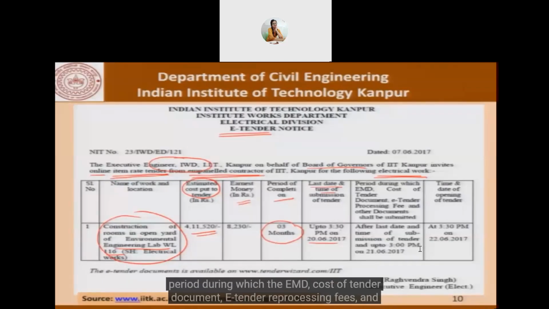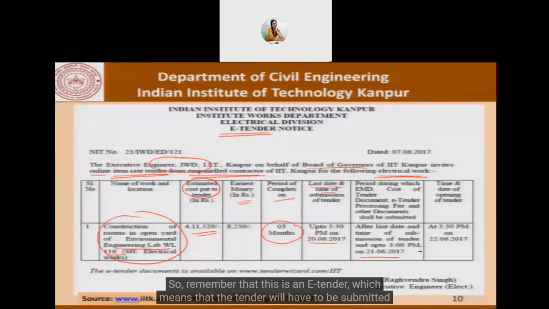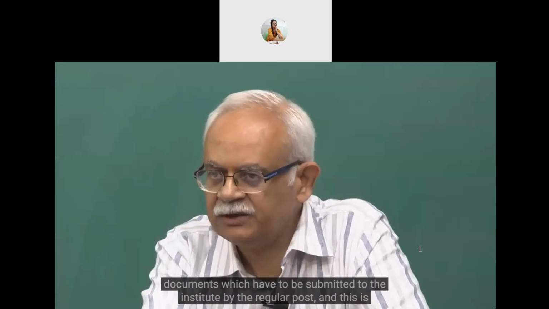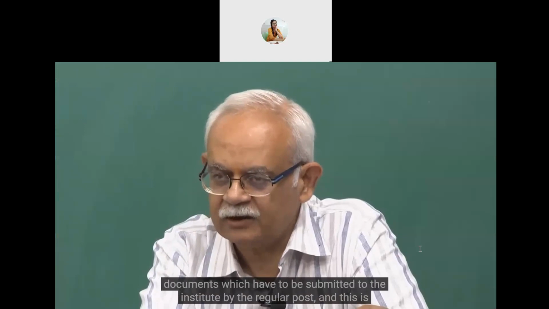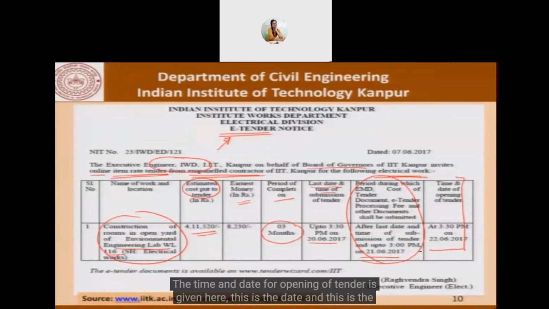And the period during which the EMD, cost of tender document, e-tender processing fees and other documents shall be submitted is given here. So remember that this is an e-tender, which means that the tender will have to be submitted online. But the client, which in this case is IIT Kanpur, needs to have certain physical documents which have to be submitted to the institute by the regular post. And this is the deadline for those documents to be received. The time and date for opening of tender is given here. This is the date and this is the time.